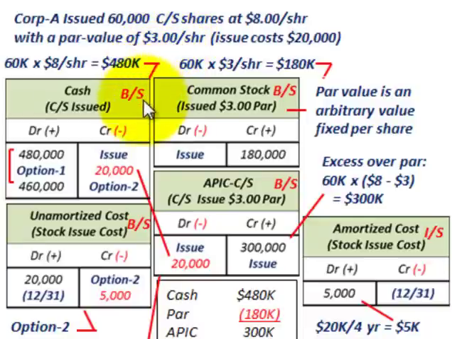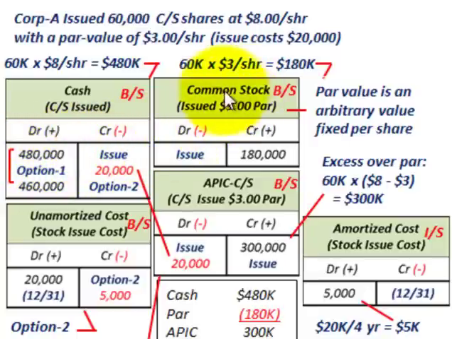Now, $8 per share is what they're going to receive, and $3 per share is the par value. So looking at how we'd record this, first for our cash receipts on these stocks, we take the 60,000 shares issued times $8 per share. That gives us $480,000 in cash receipts. Debit our cash on our balance sheet for $480,000.